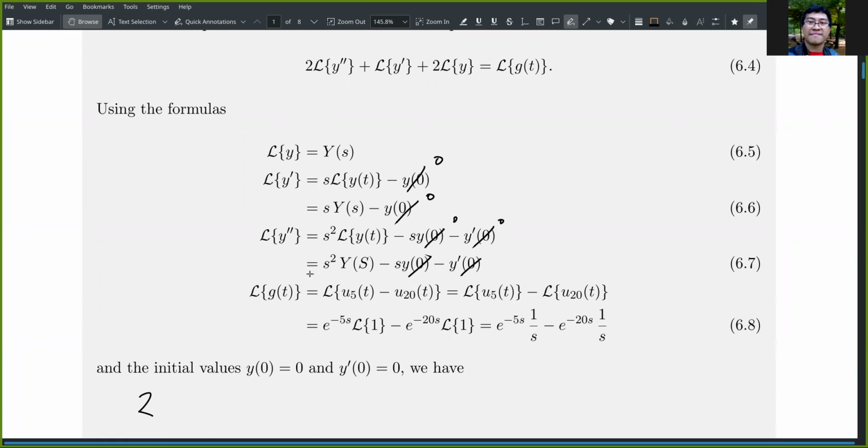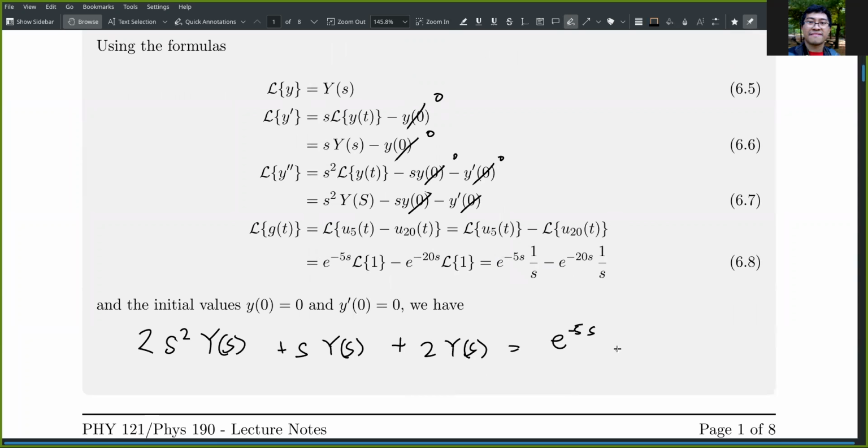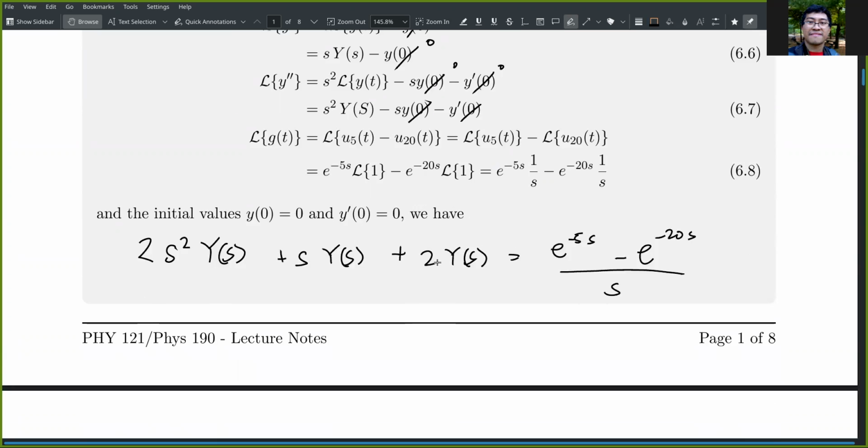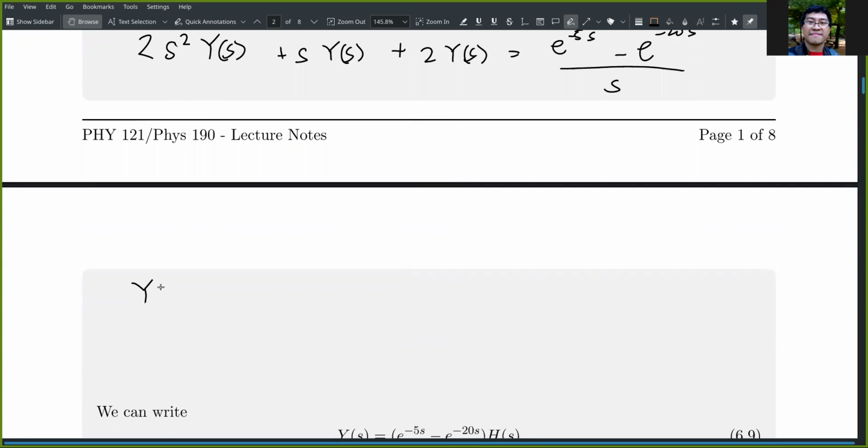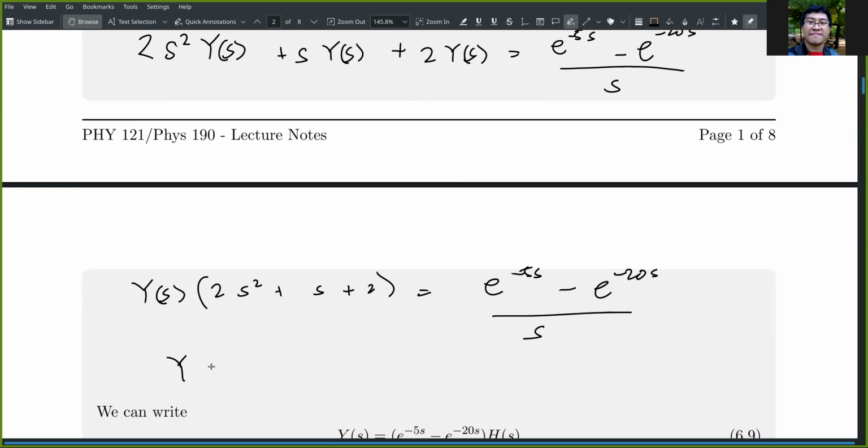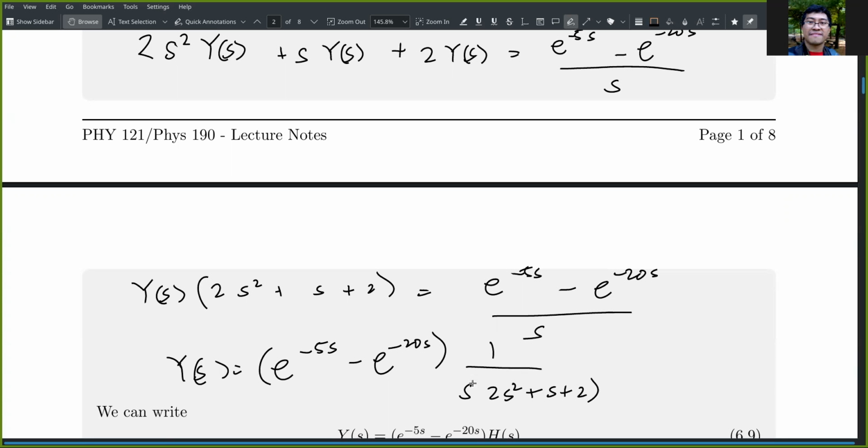So that's 2 times L of y double prime, which is s squared Y(s), plus L of y prime, which is sY(s), plus 2Y(s) equals e to the minus 5s minus e to the minus 20s divided by s. Or we can write it as Y(s) times (2s squared plus s plus 2) equals e to the minus 5s minus e to the minus 20s over s. So Y(s) is simply (e to the minus 5s minus e to the minus 20s) times 1 over s(2s squared plus s plus 2).